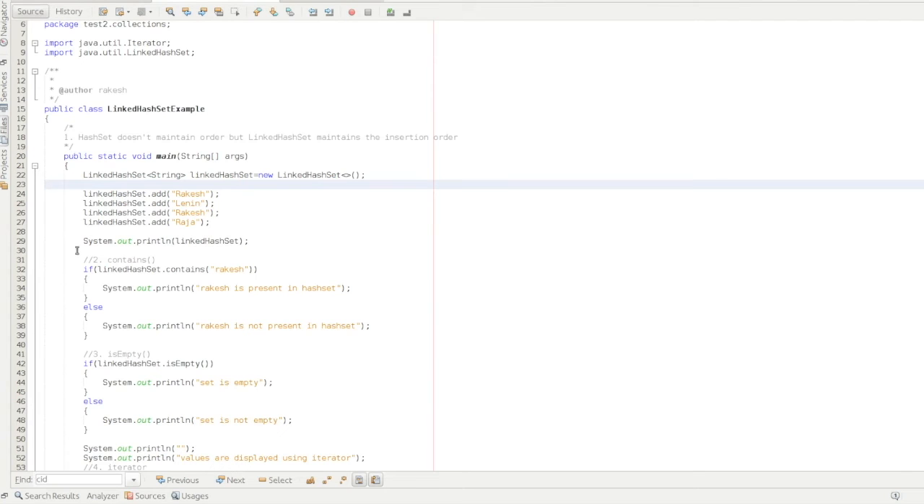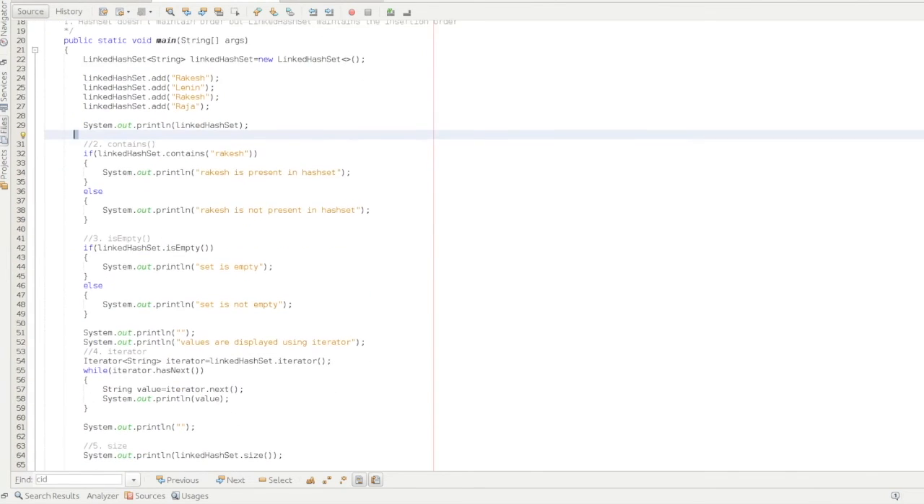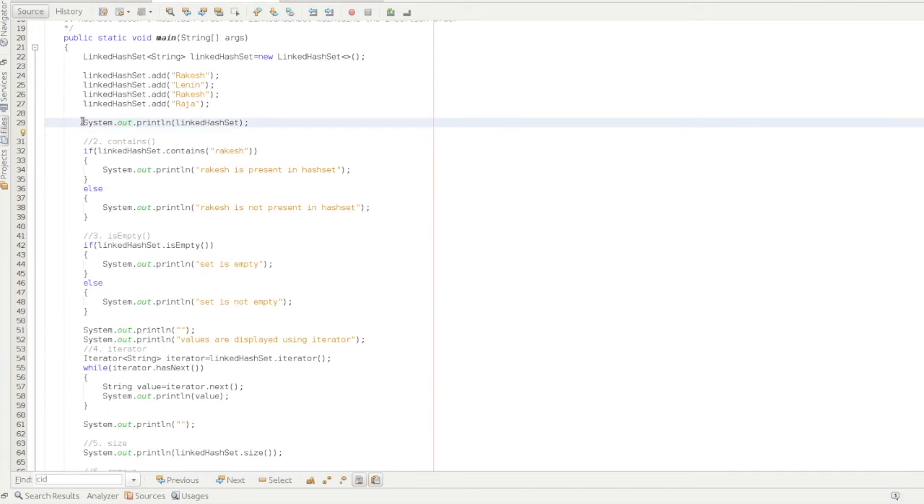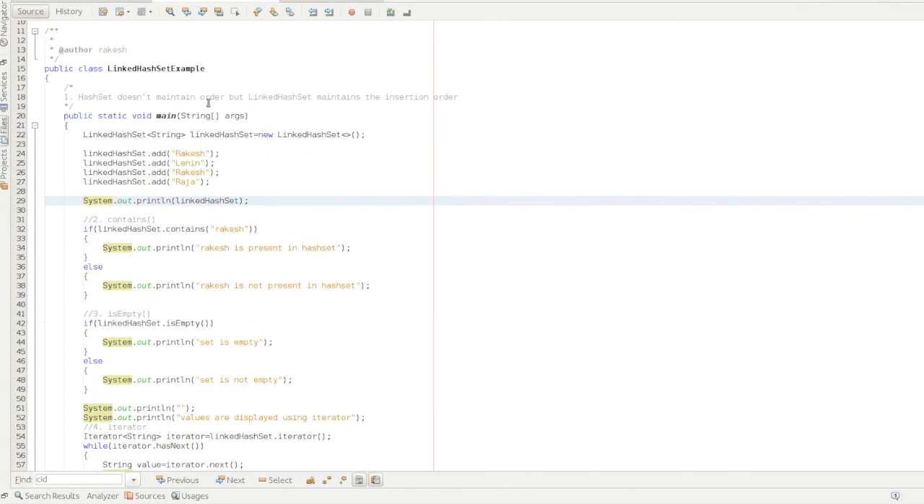For knowing about the further methods and operations, I've already talked about that in the previous video. So please go and watch the HashSet video, so you would definitely understand about the linked HashSet also. The only difference between linked HashSet and HashSet is that HashSet doesn't maintain order, whereas linked HashSet maintains the insertion order.